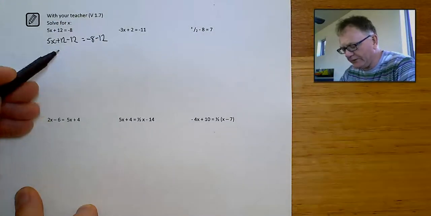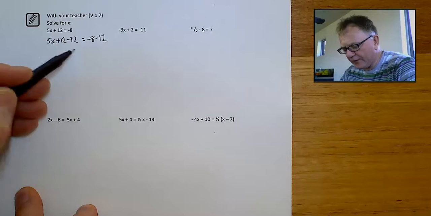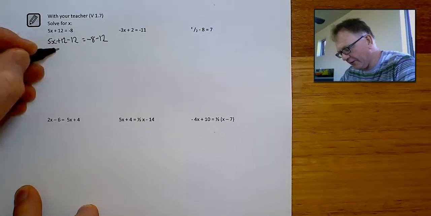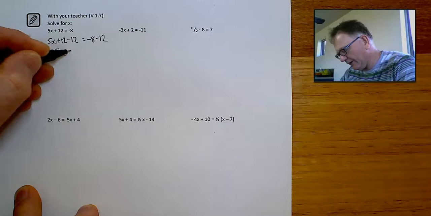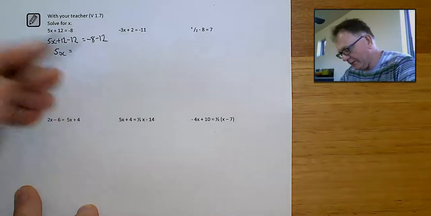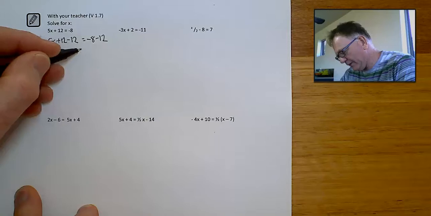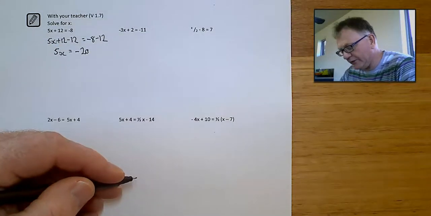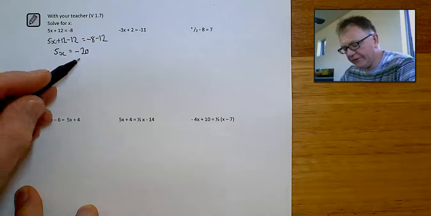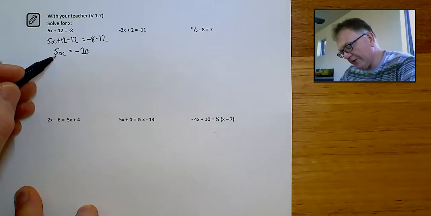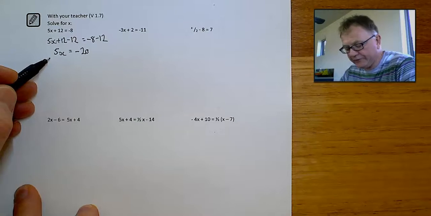When I collect up my like terms here and group them up, 12 take away 12, they cancel each other out, and so I'm going to be left with just 5x equals, and on this side of the equation, minus 8 minus 12 is equal to minus 20. Now, to solve this, 5x equals negative 20. That's 5 times x, isn't it? So I've got to do the opposite of timesing by 5, which is dividing by 5.